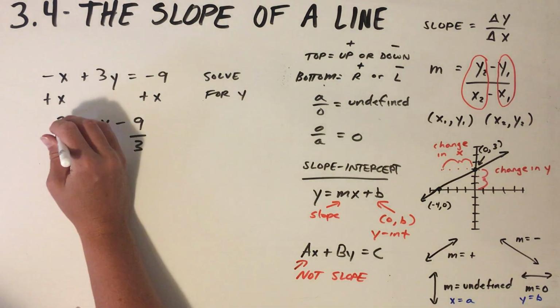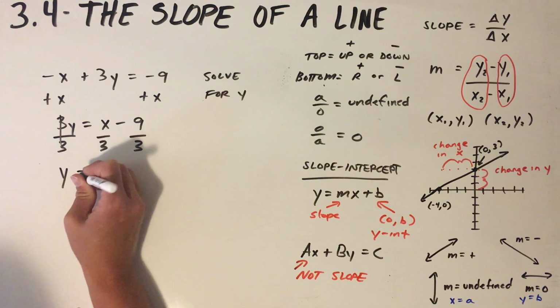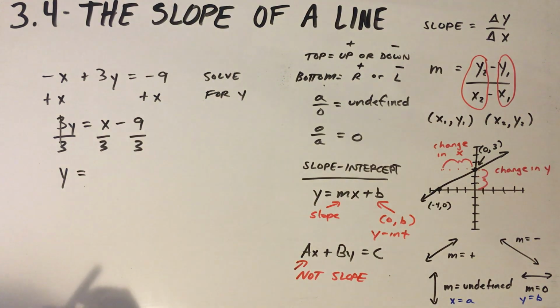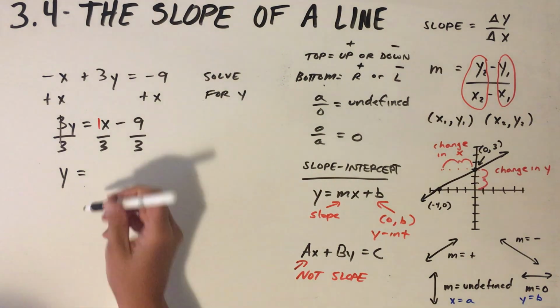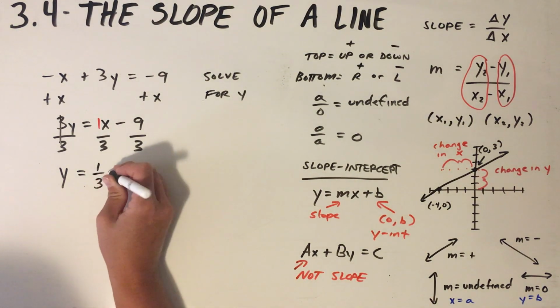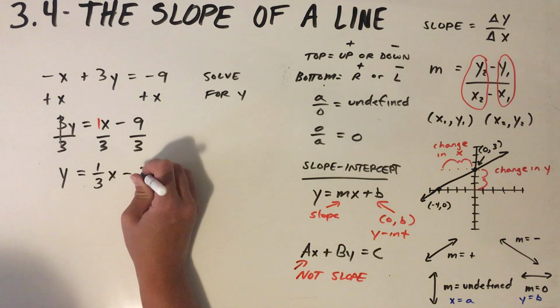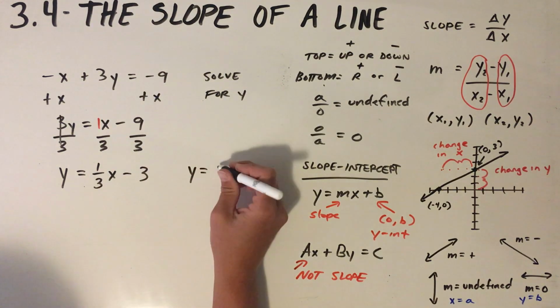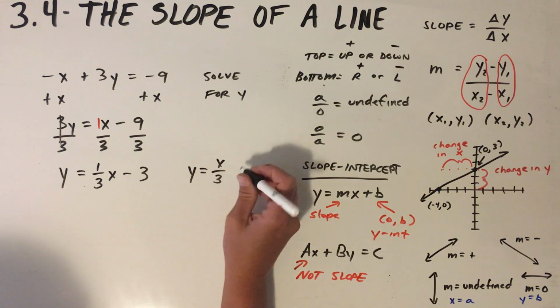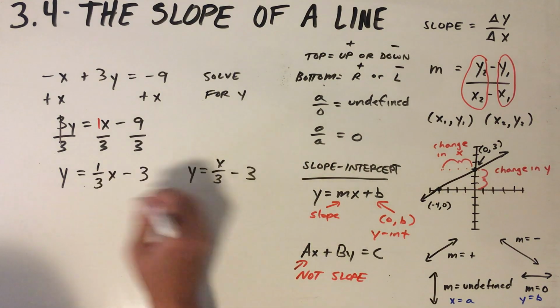So to rewrite this, those cancel, and I get y is equal to, the coefficient of x right now is 1. So this is the same thing as saying 1/3 x, and then minus 3. It's important to note that this could also be written as x over 3 minus 3. These say the same thing.